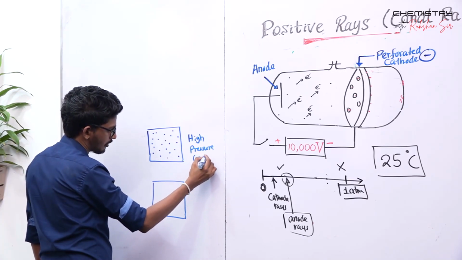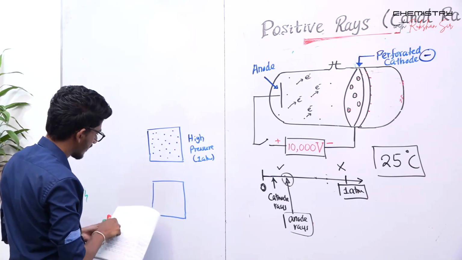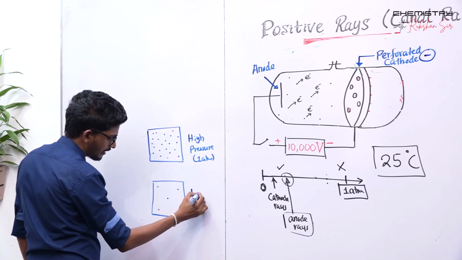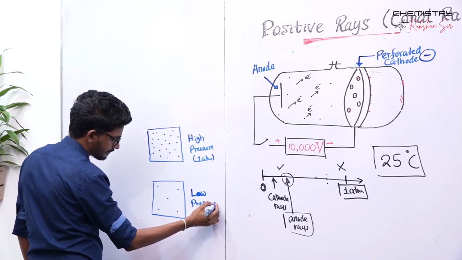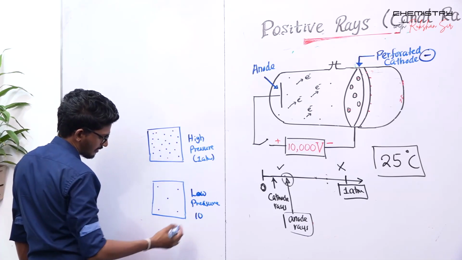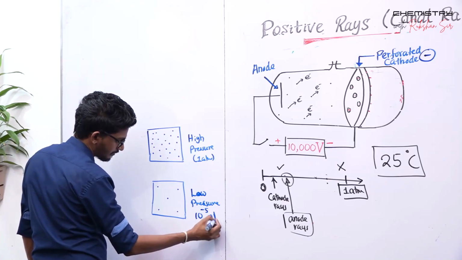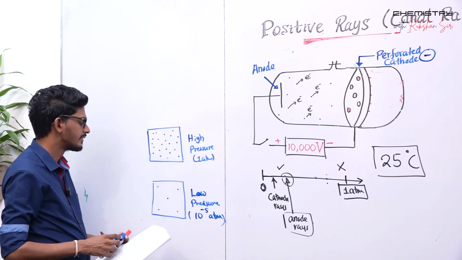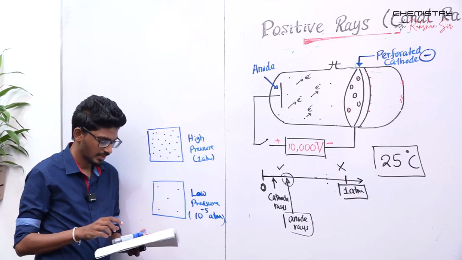Maybe like a 1 atm or something, right? So this is another system with low number of gas particles. That means low pressure. Let's say 10 to the power minus 3 or minus 5 atm, very low pressure, right? In that situation, what will happen? It is like this.